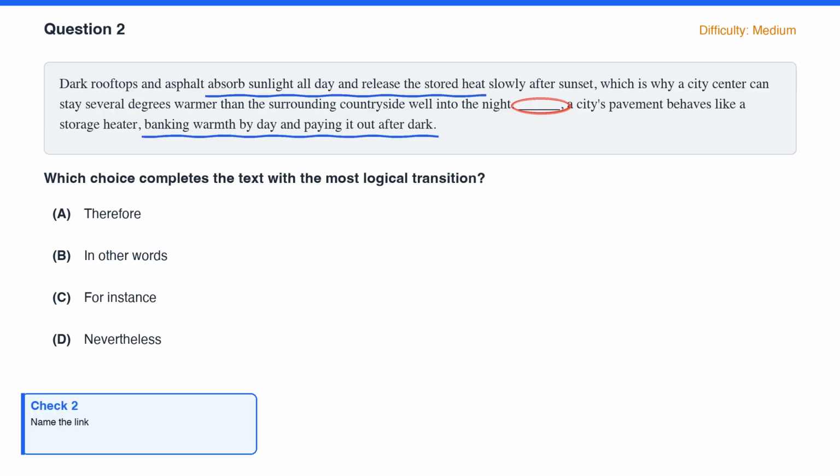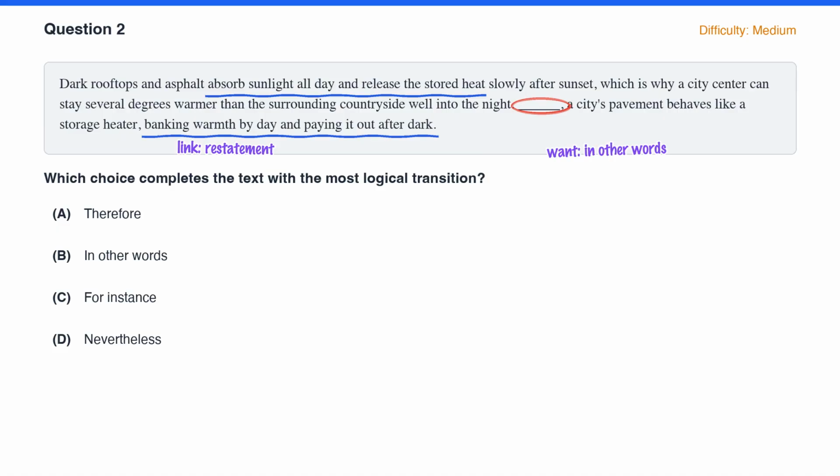Read them side by side. The second sentence is not a new fact. Banking warmth by day is absorbing sunlight. Paying it out after dark is releasing heat after sunset. Same idea, plainer picture. That is a restatement, so I want a word like "in other words." Check 3. Match and cut.